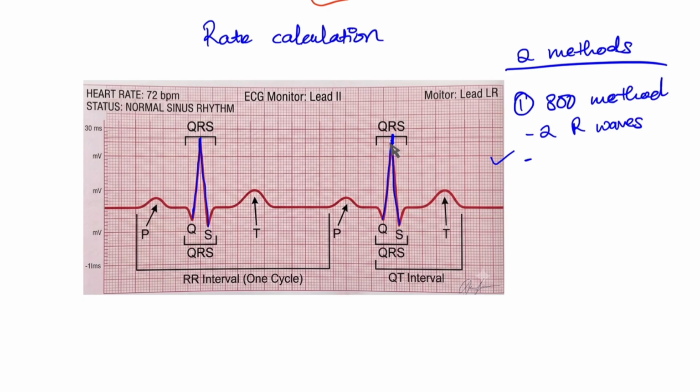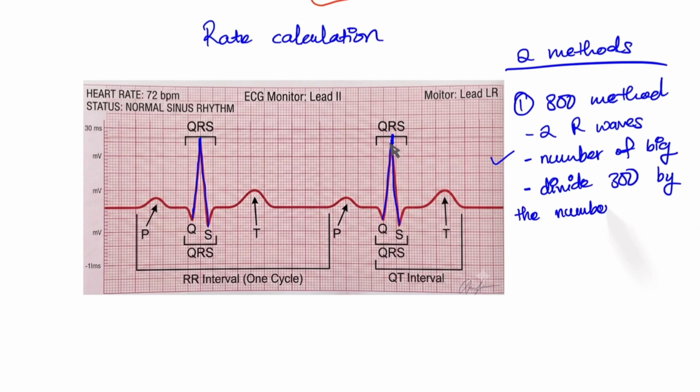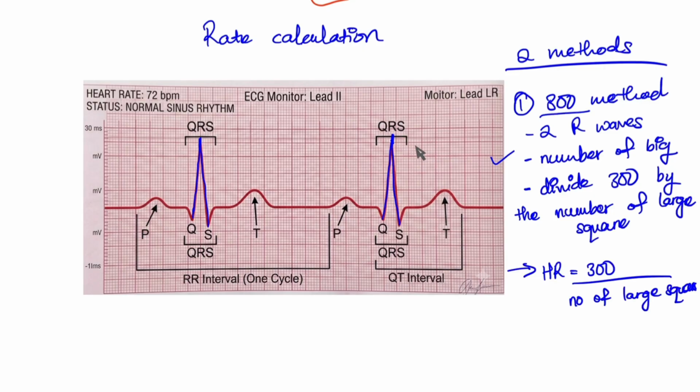After finding the number of big squares, let me write it here, number of big squares between, then thereafter we are supposed to divide 300 by the number of large squares. Before we calculate the heart rate in this ECG strip, first let's understand why we have to divide by 300.